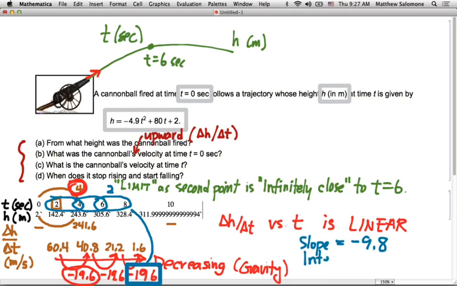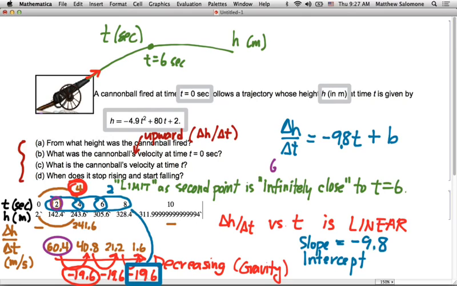And let's see if we can find the intercept. To find the intercept, all we need to do is write out the equation that we have in slope-intercept form so far. Negative 9.8 is the slope times t plus some intercept. And then we'll just plug in a point. Let's say we plug in the point where time is 2 seconds and velocity is 60.4. When I plug that point in, we can find the value for this intercept.